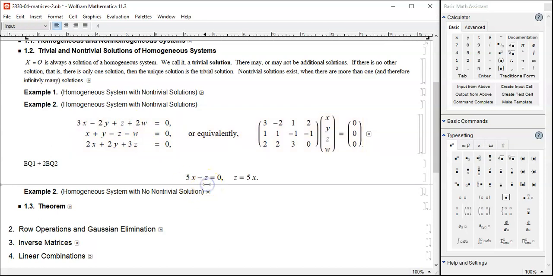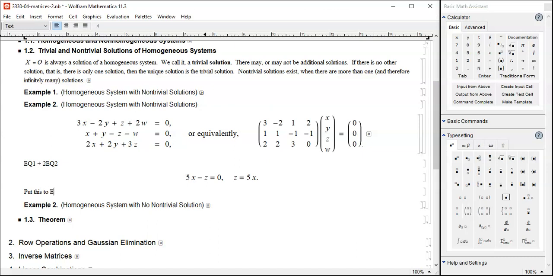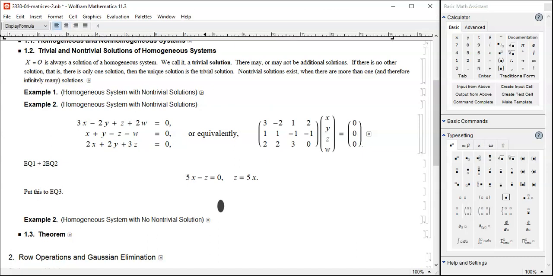So if I plug those in, then what do we have? 2x plus 2y plus 3 times 5x is equal to 0, because you see z is 5x. So this one is replaced by 5x. 3 times 5x, that's equivalent to what? 2x plus 2y plus 15x is equal to 0. 17x plus 2y is equal to 0. Okay, I have it. y is equal to negative 17 over 2 times x.